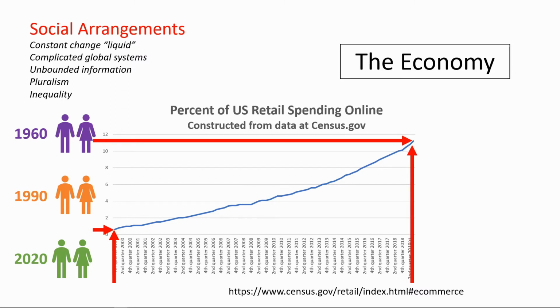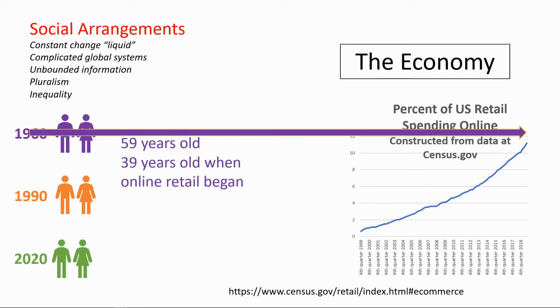country. Let's make some sense of that within the context of the lifespans of these three birth cohorts. People born in 1960 were 59 years old in 2019. They were 39 years old in 1999 when we could say online purchasing even began. So they have lived most of their life in times when online retail didn't exist.